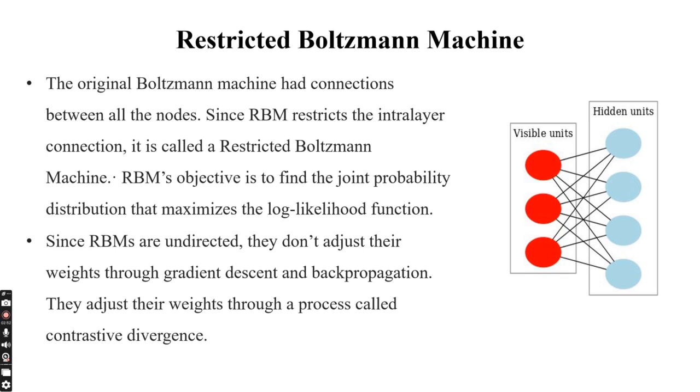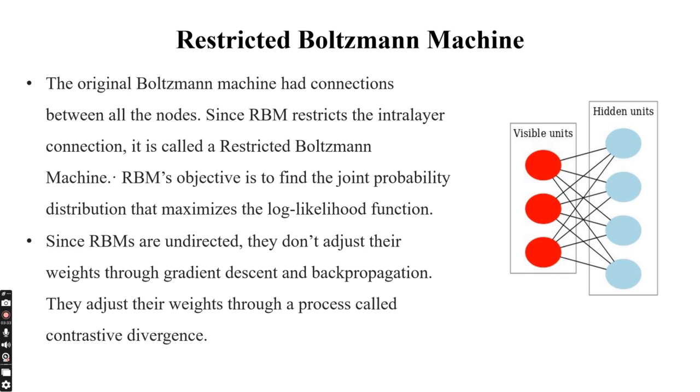So in the Boltzmann machine, the nodes are interconnected. Even visible nodes are interconnected with other visible nodes, and hidden nodes are interconnected with other hidden nodes. But in the restricted Boltzmann machine, the connection between the visible nodes and the connection between the hidden nodes are not present. So it's a restricted Boltzmann machine because it consumes less energy while running the model. This is the main purpose. Also, RBM's objective is to find the joint probability distribution to maximize the log likelihood function.